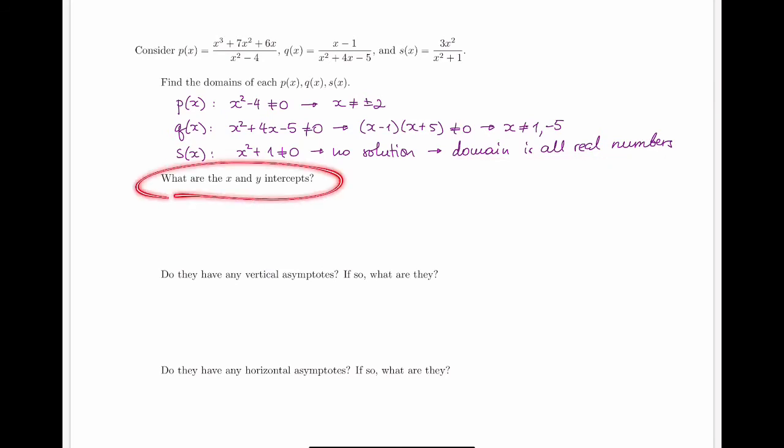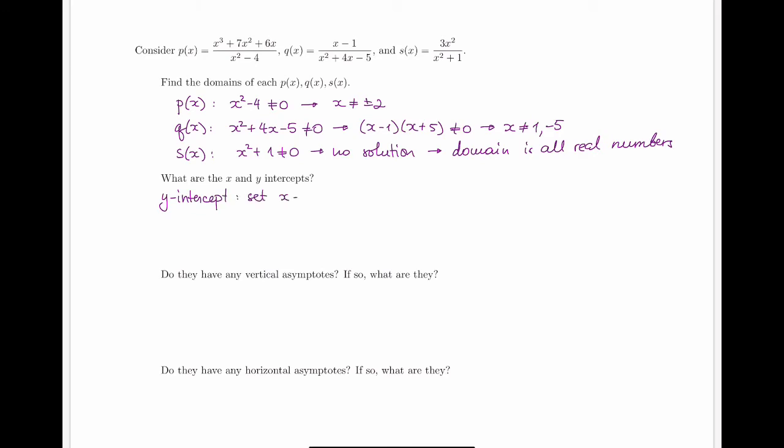What are the x and y intercepts? So in order to do that, I'm only going to do this on the one example. For example, let's take function p of x, just to show you how to go through the logic of analyzing rational functions from the perspective of the intercepts. Let's first talk about the y-intercept, because as always that's the easier one.